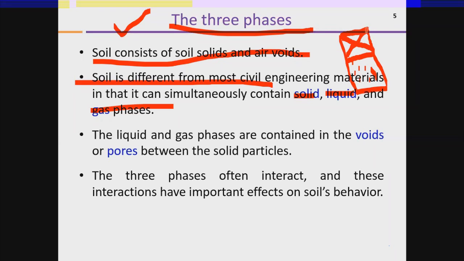Now for example, if all of these airways are filled with water, then the soil will be categorized as saturated soil. And if half of the air voids are filled with water and half are filled with air, then the soil system will be called partially saturated soil. And if all of the air voids are filled with air only, then the soil will be categorized as dry soil.